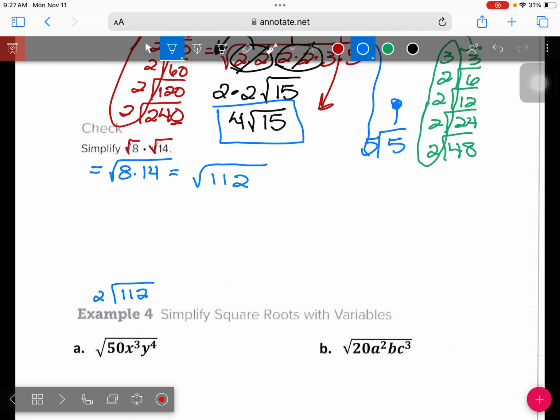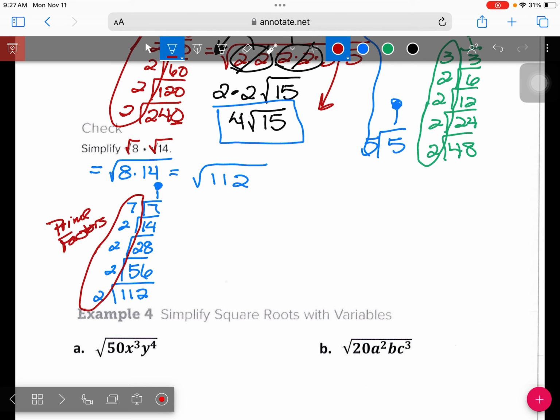Divide by 2, and I get 56. Divide by 2, and I get 28. Divide by 2, I get 14. Divide by 2, I get 7. Divide by 7, because 7 is prime. Remember, these all have to be prime, and I get my candle. So here is my prime factorization.